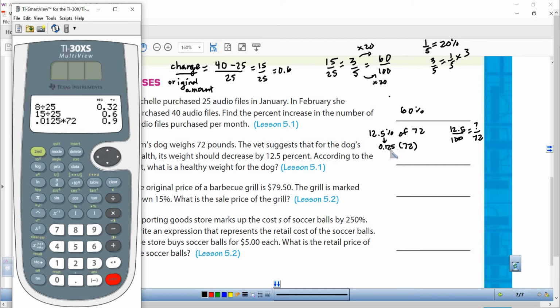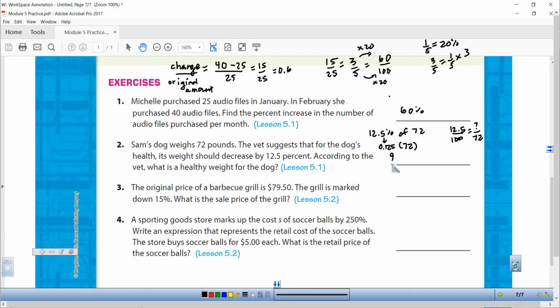I put an extra 0 in there. I knew that wasn't right. Excuse me, 0.125. How did that extra 0 get in there? Times 72. Actually what we want is 9. The answer is 9. So what does that tell us? That tells us that 9 pounds is 12.5% of 72.